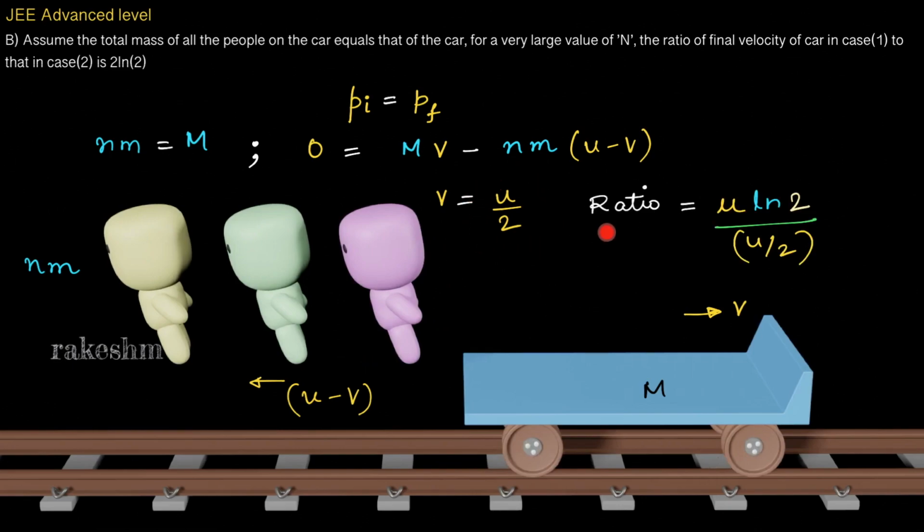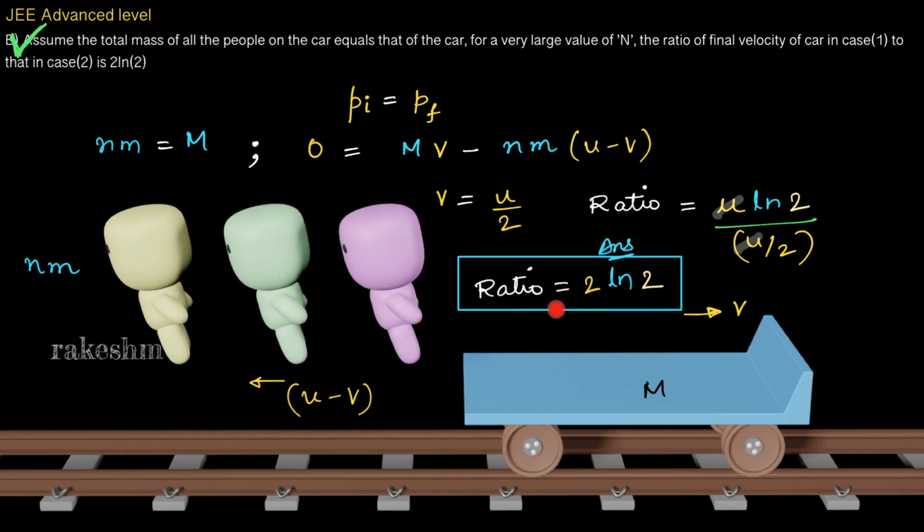So the final velocity of this cart when all people jump at a time is u by 2. So the final ratio, that is velocity in case 1 to the final velocity in case 2, is u ln 2 divided by u by 2. So finally we get the ratio as 2 ln 2, and that is what he has given in option B. So option B is the correct option.